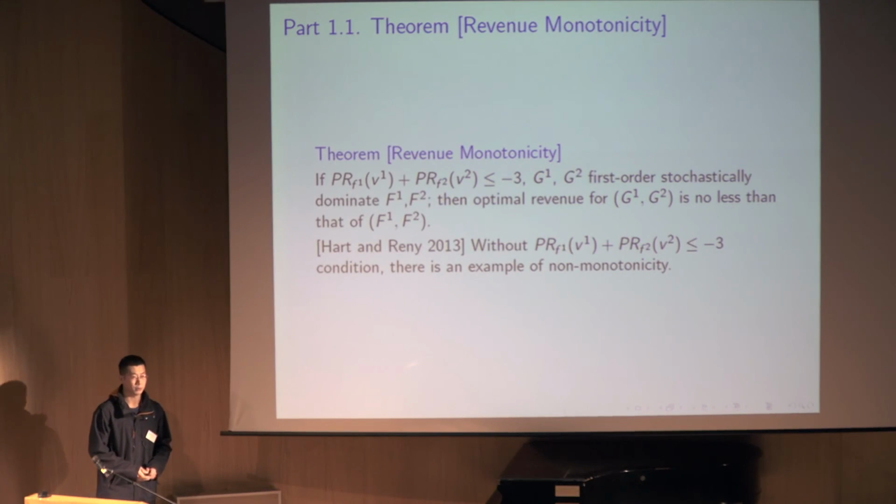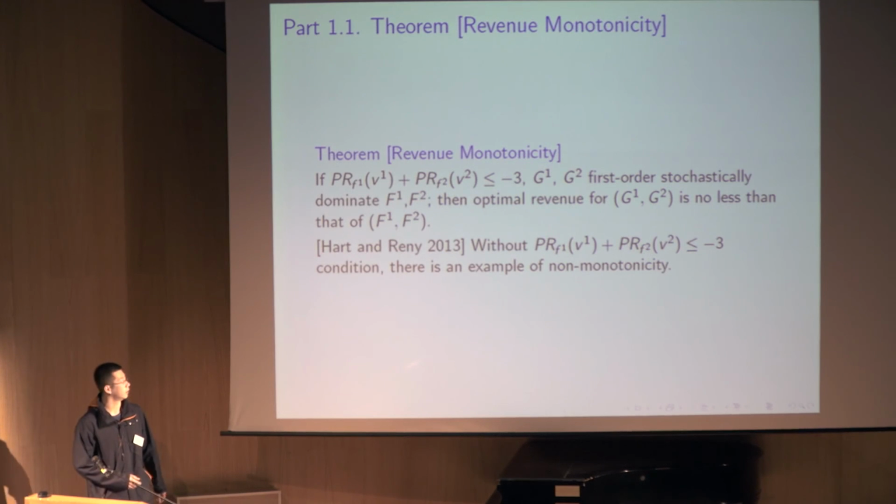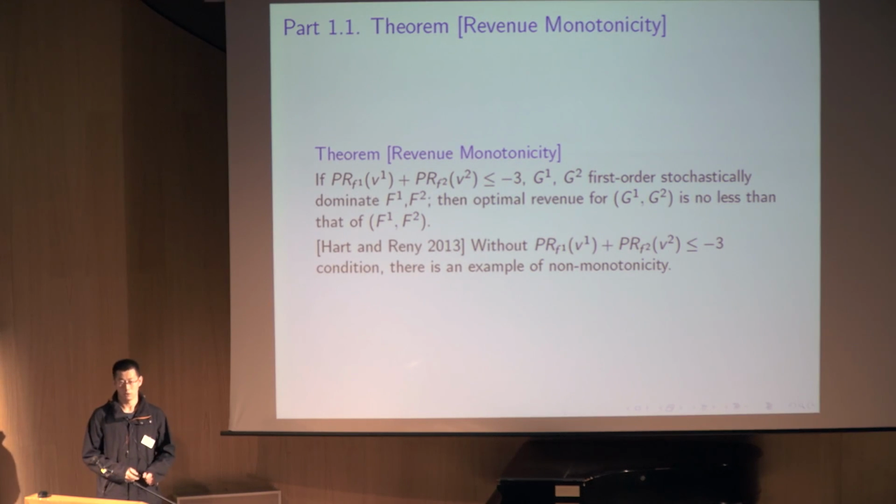And furthermore, we have a theorem about revenue monotonicity. It says if this condition holds, and G1, G2 first order stochastically dominate F1 and F2, which means G1 and G2 have larger value distributions, then the optimal revenue for G1 and G2 is larger. Well, Hart and Reny prove that without this condition, there is an example of non-monotonicity.